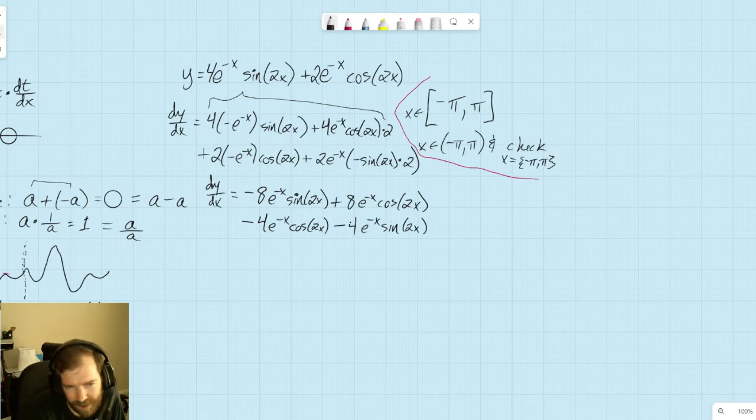All right, here we've got a negative 12 e to the negative x sine of 2x and a plus 4 e to the negative x cosine of 2x.